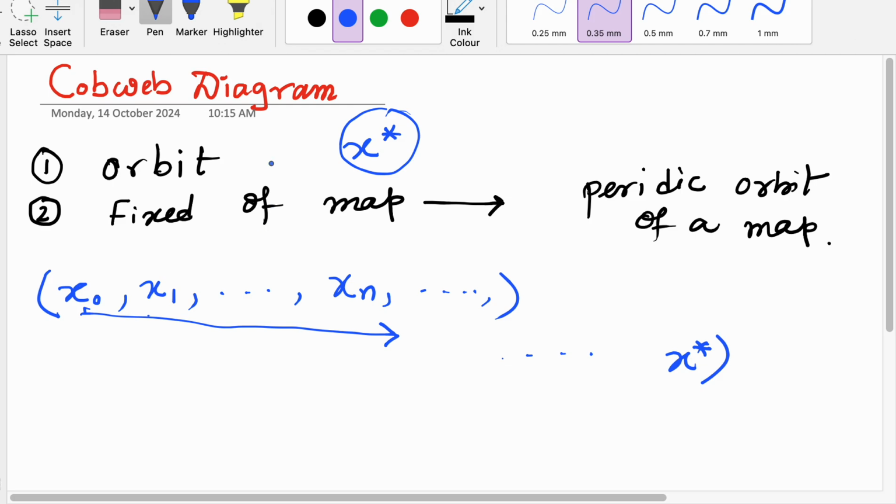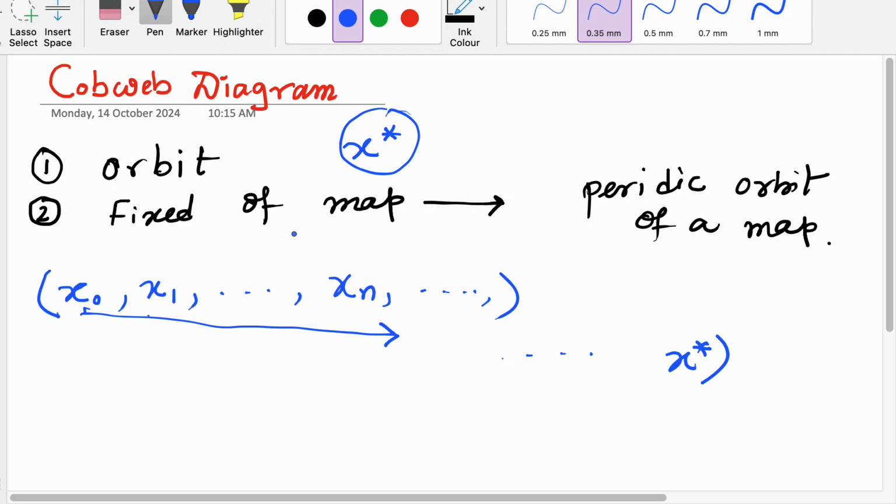Whether any initial condition will go towards these fixed points or not, that's why we are interested, because that is the ultimate fate of a system. If we want to see the behavior of a population, then it is very important to know whether the population size will go towards infinity, or it will go extinct after some time. So to know the ultimate fate is our ultimate goal.